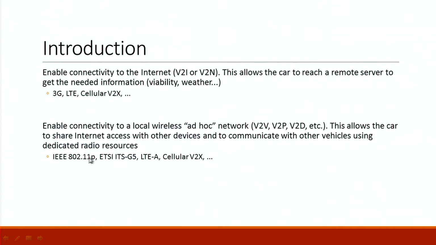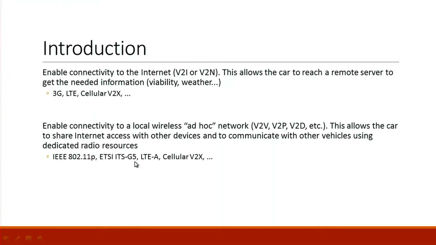So 11p, you may be familiar with this because this is the Wi-Fi standard. Indeed, IEEE, the solution devised by IEEE, is basically Wi-Fi. ITS-G5 is basically Wi-Fi. Indeed, ITS-G5, as you will see tomorrow, builds on top of IEEE 11p and just adds more features at the upper layers. Instead, LTE Advanced and Cellular V2X are basically the same thing. They take a different road. They have a different approach.